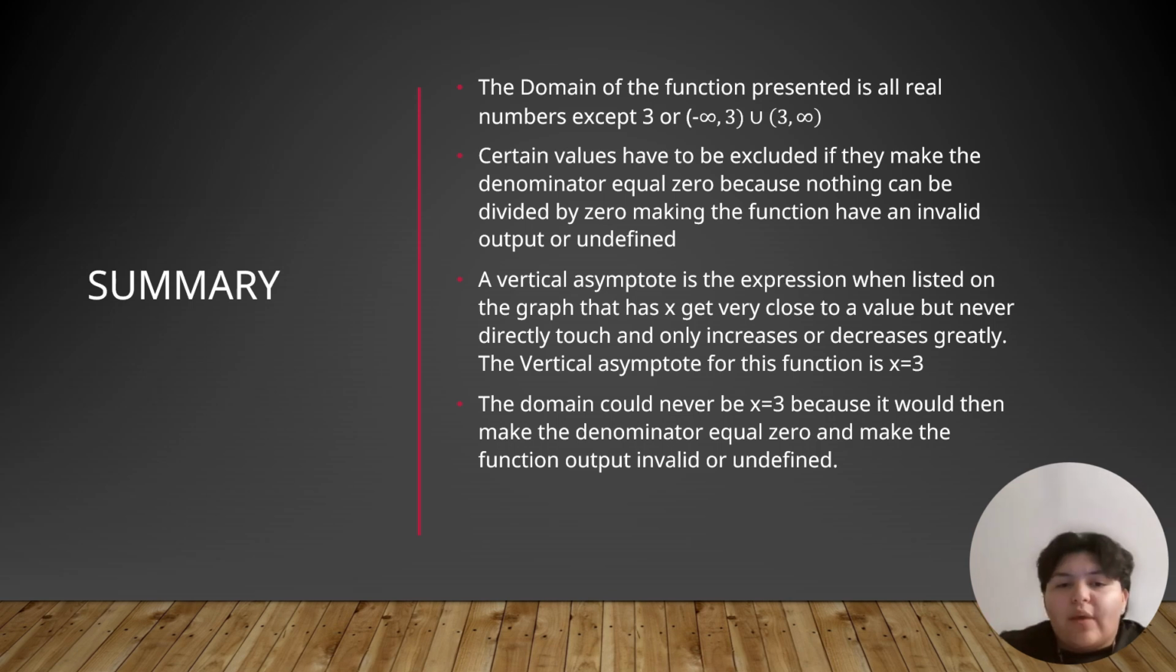When this is listed, you can see how x gets very, very close to the value of 3, but to infinity, whether in a positive direction or negative direction, it'll never touch it. And so the domain could never, for this specific function, include x equals 3 because it would make the function completely undefined. And we like for all of our functions to remain properly defined.